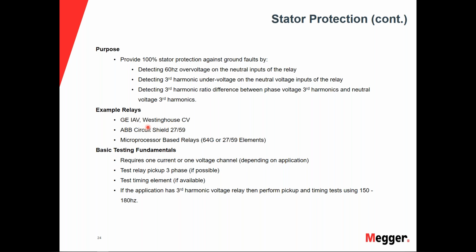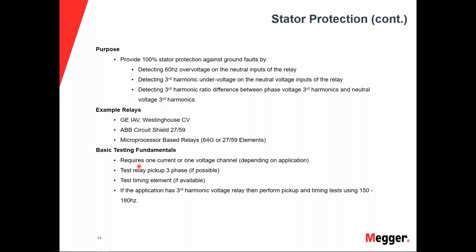The example relays we'll go through: this is an IAV, which is a GE electromechanical overcurrent relay, or a CV, the Westinghouse. The Circuit Shield is a solid state relay, and then there are any microprocessor based relays that have a 64G element, 27/59 element. I think Basler has one out that has a 27/59 element as well, paired together.